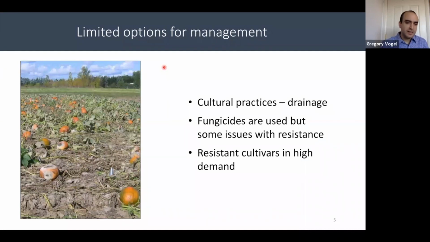Phytophthora blight is kind of notoriously difficult to control. As a water mold, it really likes wet conditions. So one thing that's really important and recommended to farmers is making sure to implement any cultural practices that promote good drainage to deny a good environment for the pathogen. Fungicides have been used historically, but there are issues with resistance to some of these chemicals. And later in my talk, I'll talk a little bit about one of those in particular. And really resistant cultivars are in high demand, and that is what motivated my PhD research.